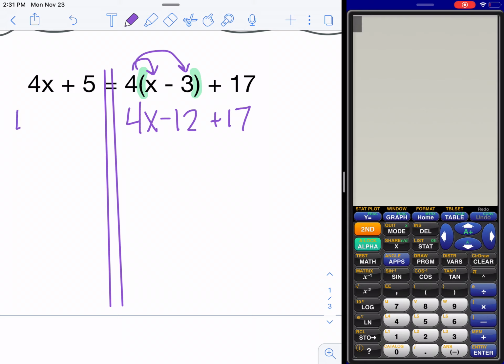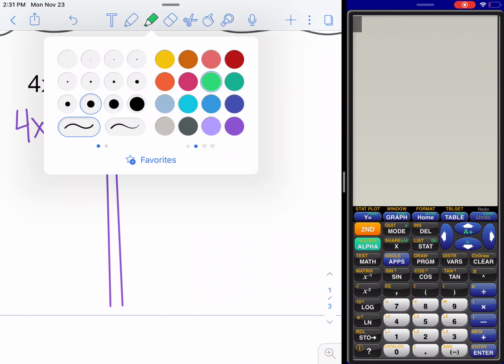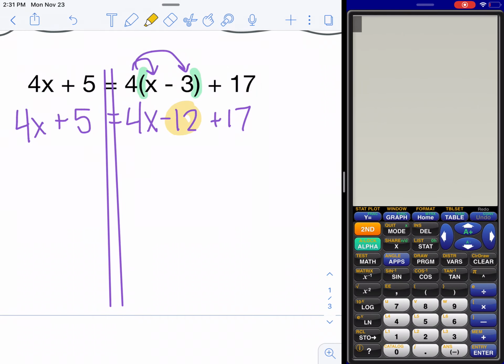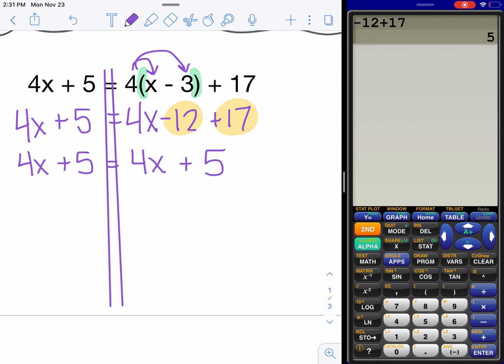I'm going to move down everything on the left side, so 4x plus 5 is what I'm left with over here. So I've done my distributive property. The next thing I see is that I have some like terms to combine. I have a -12 and a +17, so I could always use my calculator if I needed to. -12 plus 17, that would give me 5. So I have 4x plus 5 equals 4x plus 5. What do you notice about that? Both sides in this case are the exact same expression, 4x plus 5 and 4x plus 5.